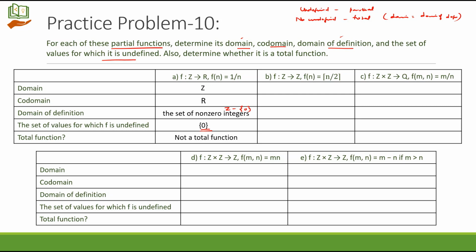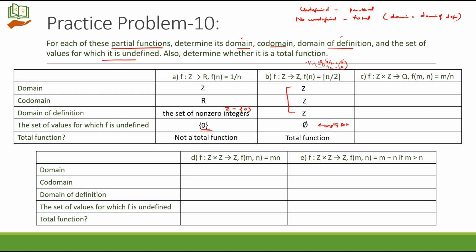The next question. Z maps to Z. So what is the domain? It is Z. What is the codomain? It is Z again. What is the function now? It is n divided by 2, the ceiling value. 0 by 2 will give you 0, then 1 by 2 will give you 1. Substitute 0, positive and negative integers in this function and check. The domain of definition will have Z again. So the domain and the domain of definition are the same here. Which values are undefined? There are no values. This is the empty set, stating that no values are undefined. So this is a total function.